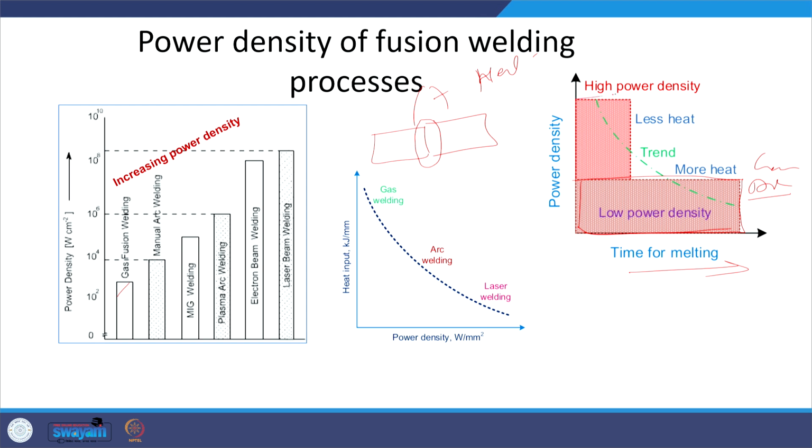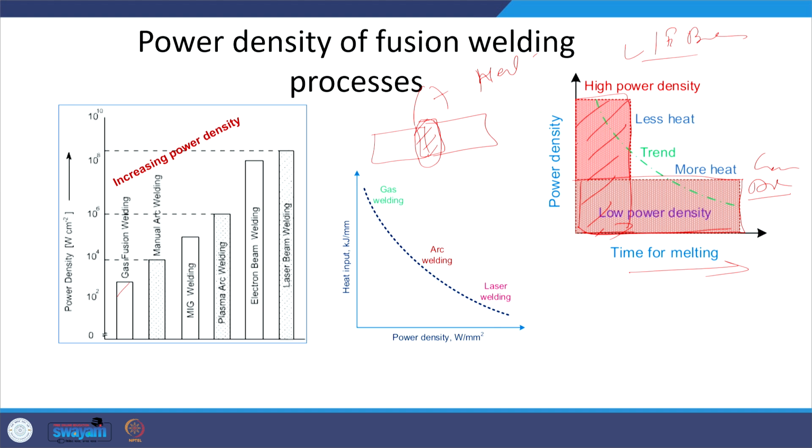But when we work with a high power density process like the laser or electron beam, high power density means the desired amount of heat needed for melting the faying surfaces can be supplied in very less time. Therefore the faying surface melts quickly, the time required for melting is very less, things are melted very quickly, and the heat source can be moved ahead.